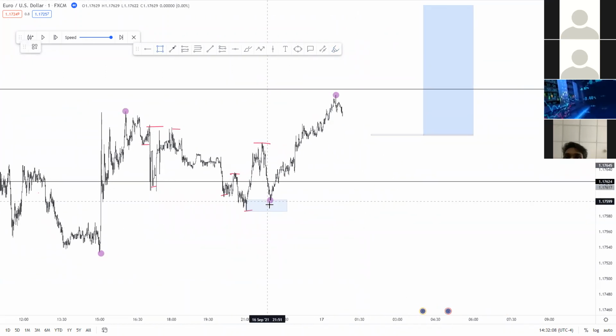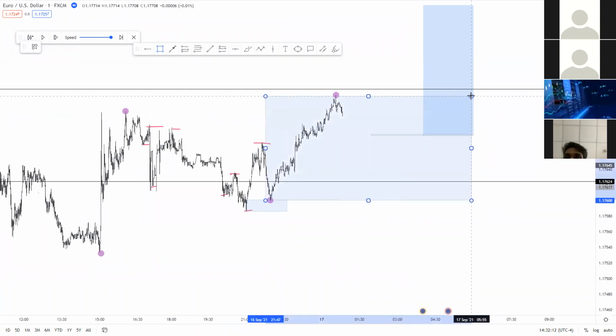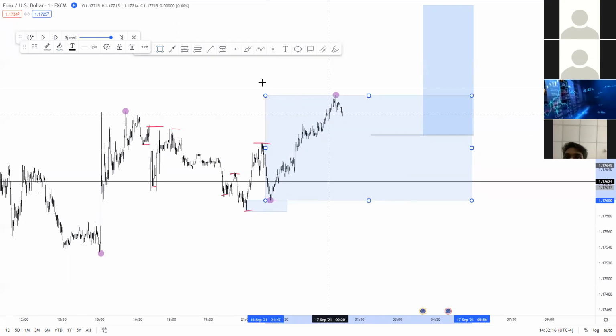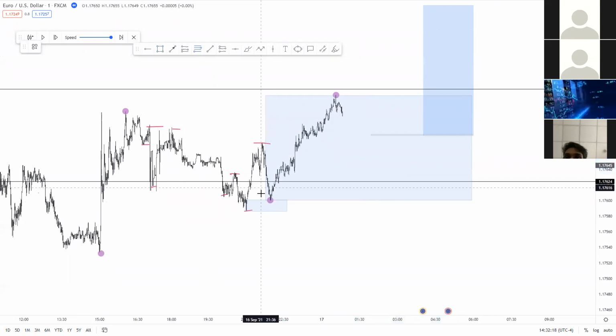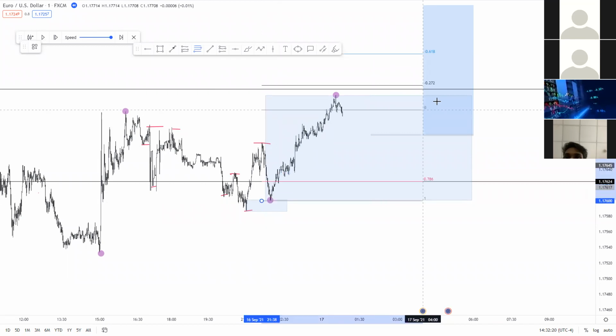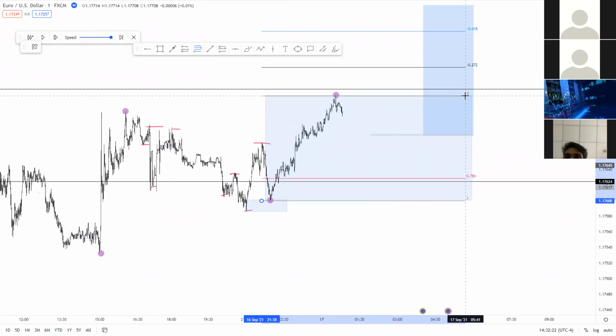What you could do, this is your new range, because this is the most recent higher low to the higher high. Pull a fib on this. I don't think it hit the 78.6. I don't remember. We'll see what happens.